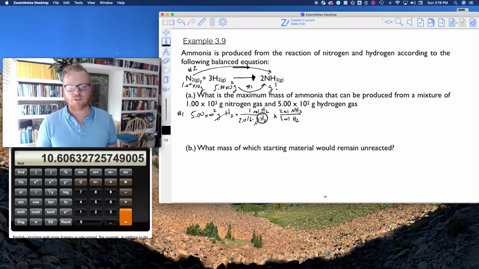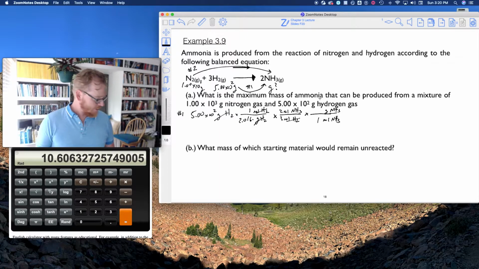And don't forget to cancel out those units as you are going. At least that's what I like to do. It helps me check that I'm on the right path. And then now finally I'm at moles of NH3, but I need to be at grams of NH3, right? So I know I can say mole NH3 per gram NH3.